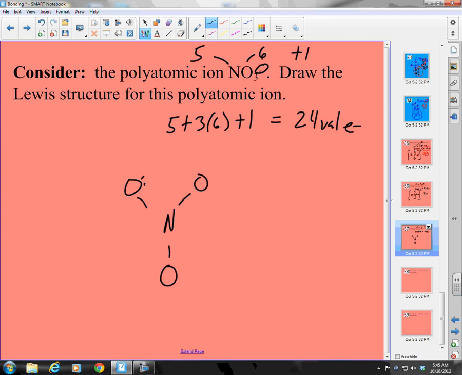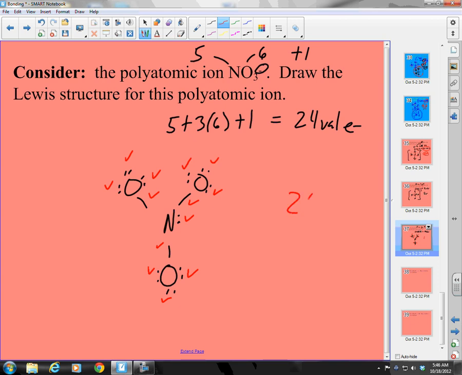1, 2, 3, 4, 5, 6, 7, 8. How many electrons are on my nitrogen? 2, 4, 6. So we need to put 7, 8. Good. Now what do we do? We have to count. 2, 4, 6, 8, 10, 12, 14, 16, 18, 20, 22, 24, 26.